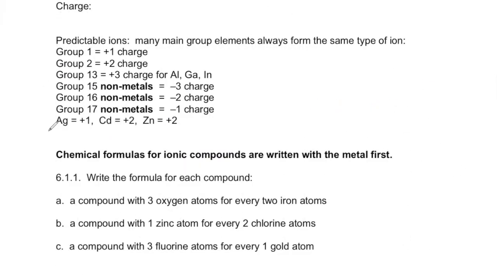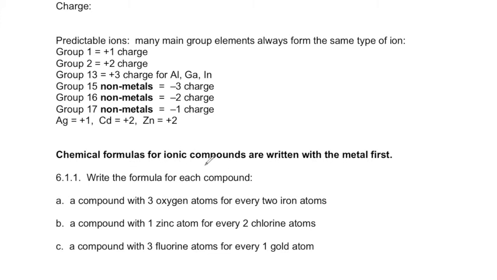This number of valence electrons determines the charge on the elements that have a predictable charge. So again, this is something we covered in Chapter 4. Make sure that you know how to figure out the predictable charge on elements that have a predictable charge.